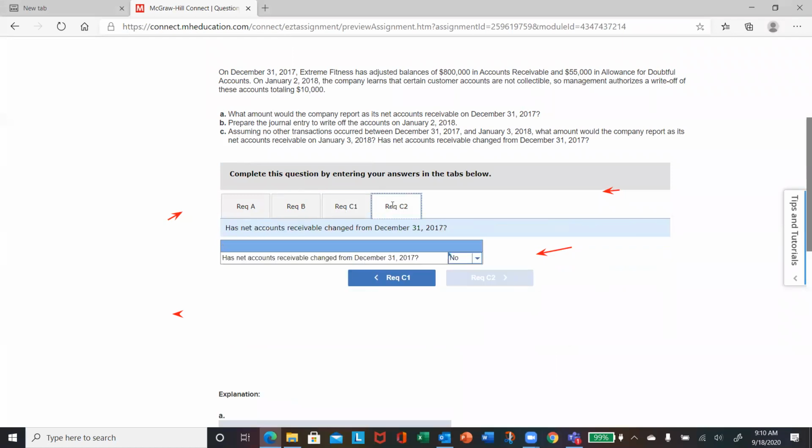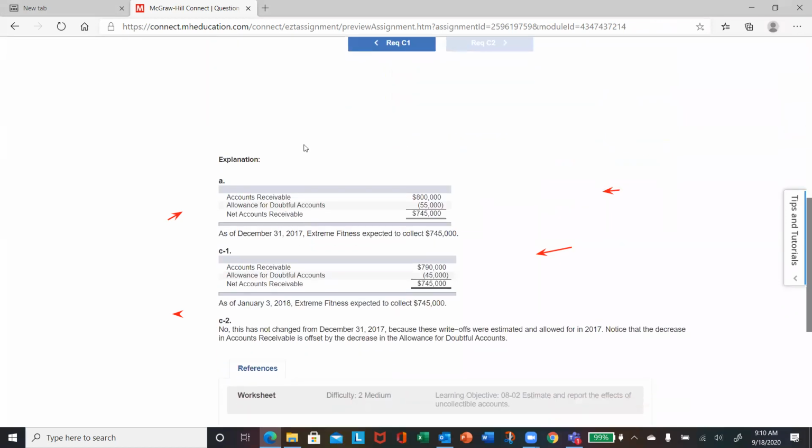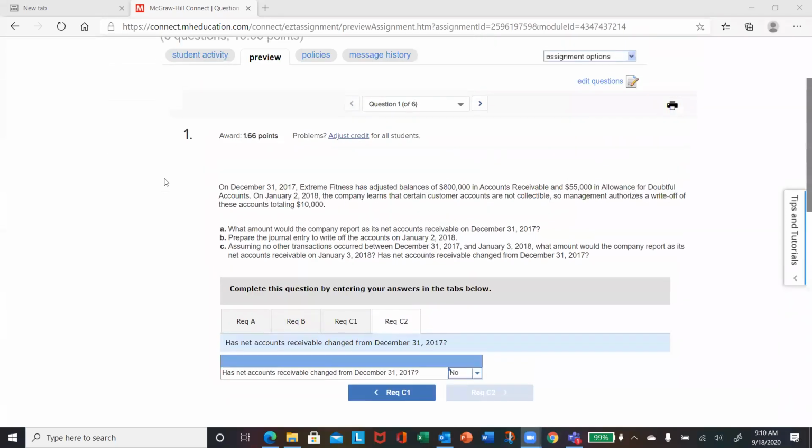So that's why when they ask you in Part C, notice the net accounts receivable is still the same. And then in the second requirement, the question says, has the net accounts receivable changed? Of course, the answer is no. And again, they're showing you this right here, how this 800 went to 790, that went down by 10. And then the allowance also went down by 10. Because they offset each other, you still have the same NRV. All right, that's my comments on problem 1.